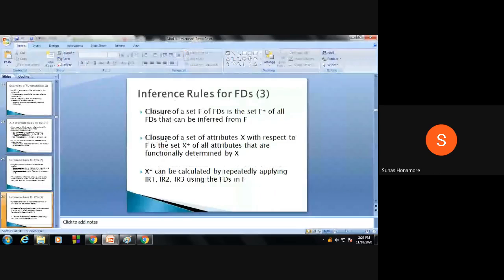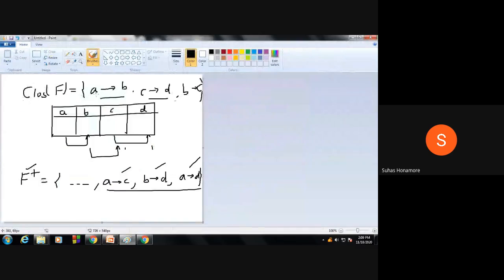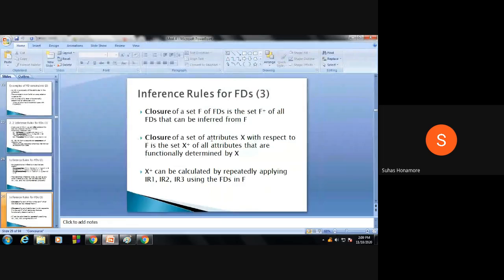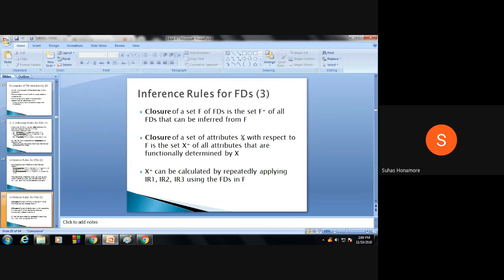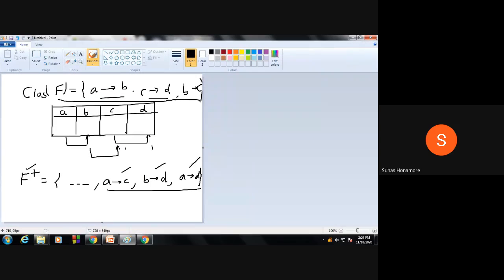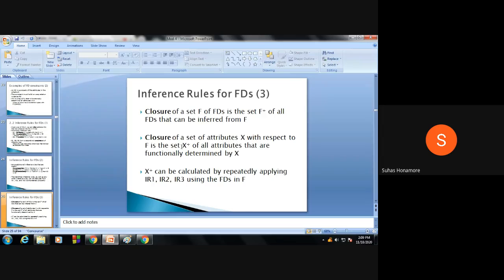Then closure of a set of attributes. Whatever we studied with respect to FDs, now we say with respect to attributes. The closure of X with respect to F is the set X plus of all attributes that are functionally determined by X. This is considered as X, a set of attributes. With respect to F, whatever we were given at the start, this is F.